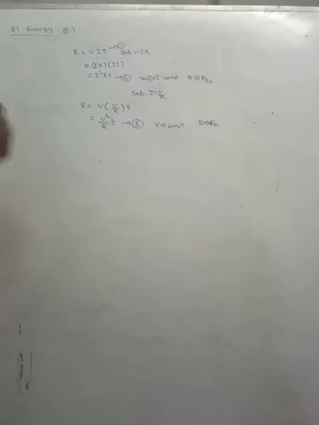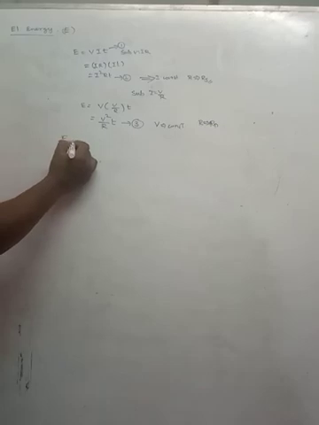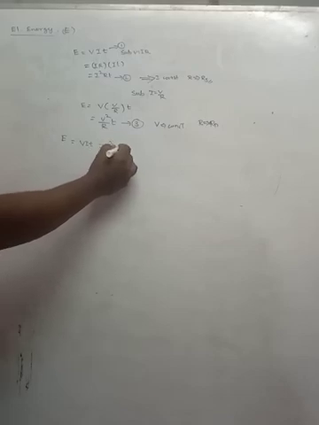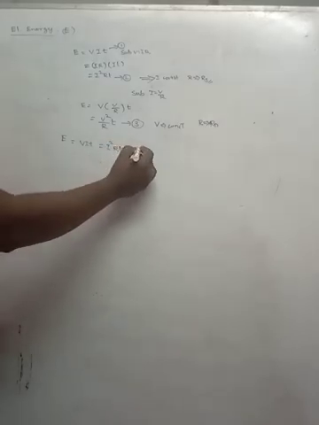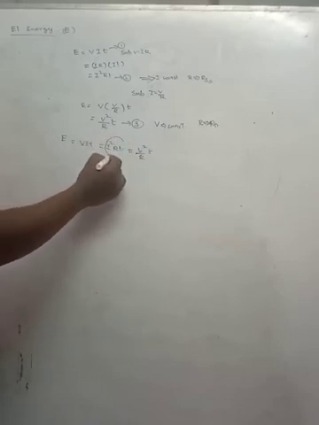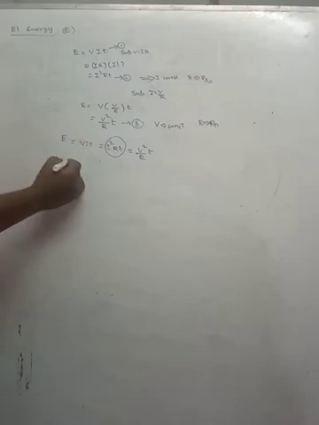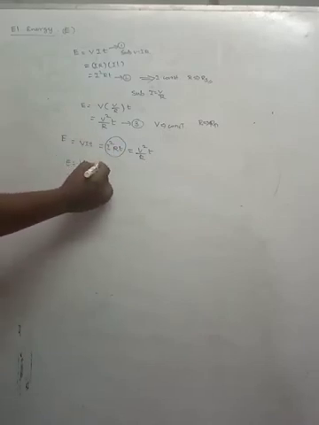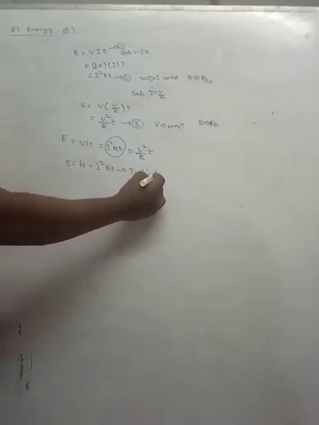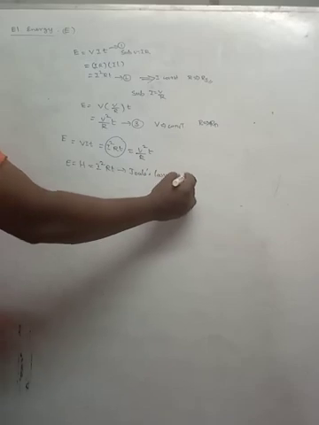So there are three formulas for E. E can be written as VIT, or as I square RT, or as V square by R into T. But this formula has some special significance. This formula, E, can be written as H. H indicates the heat energy, which is equal to I square RT. This formula only we call Joule's law of heating.